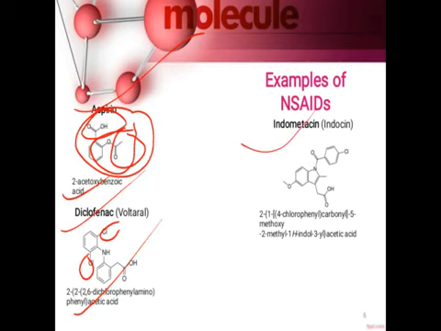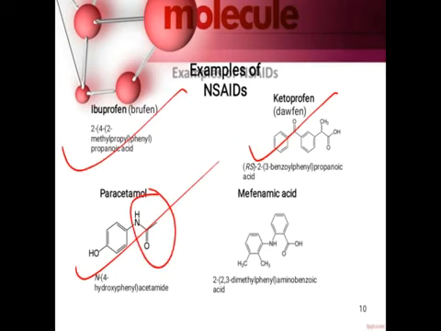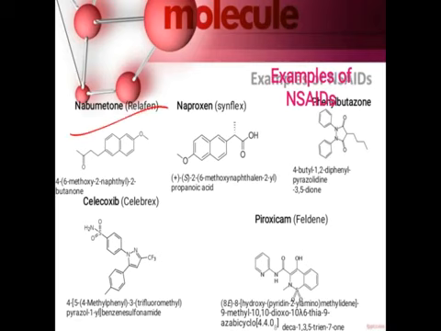Then indomethacin, this is the structure of indomethacin. It is an acetic acid derivative. What we have seen in the last uploaded video, it is an acetic acid derivative. Next one, ibuprofen, ketoprofen, then paracetamol. This is the structure of paracetamol. An amino group at the para position, so it is called paracetamol. Mefenamic acid, you can see it has an acid, so it is also an acidic derivative, generally an amino acid derivative. Then nabumetone, naproxen, phenylbutazone, celecoxib, piroxicam.